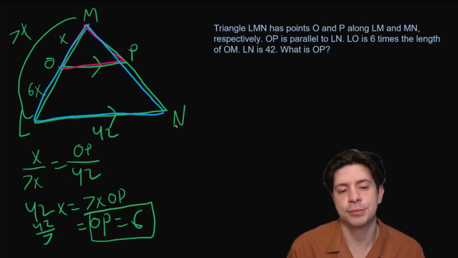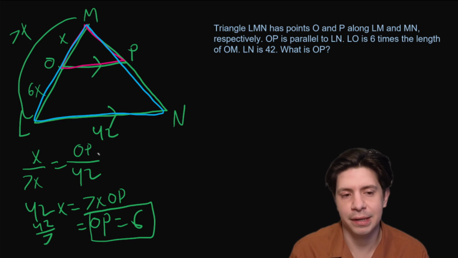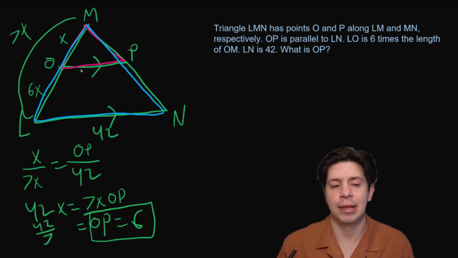So 42x equals 7x OP. So OP equals 42 over 7, which equals 6. Okay, so I think the hardest part on this is just drawing it out, but just take each piece of information they give you bit by bit, and then remember similar triangles are proportional, and parallel lines within a triangle make for similar triangles.